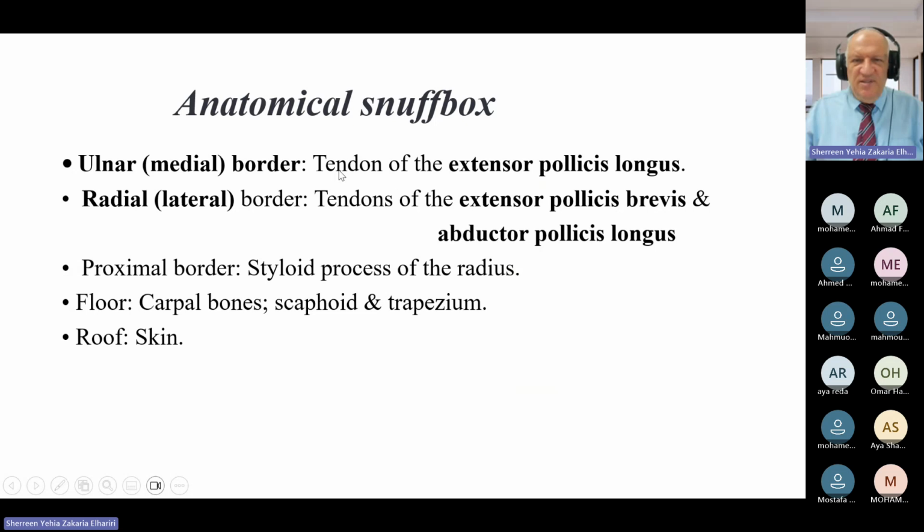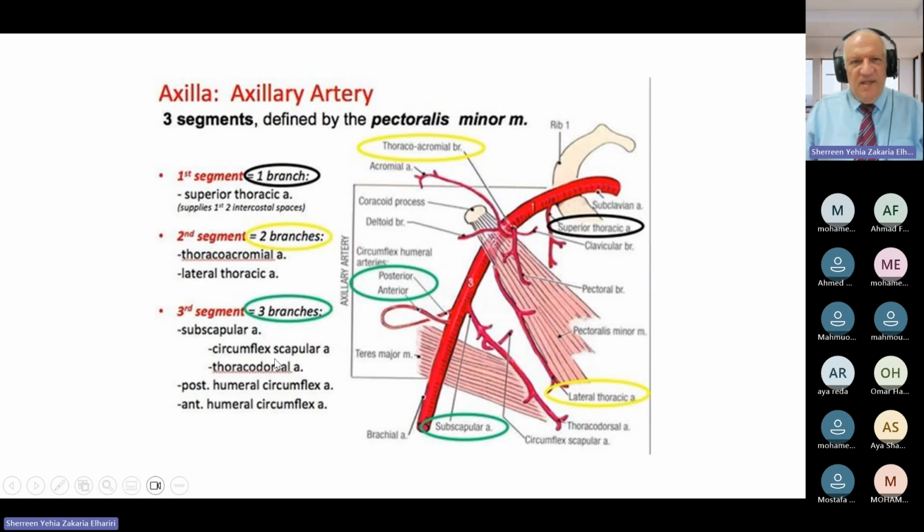So the middle is only extensor pollicis longus. The radial part is extensor pollicis brevis and abductor pollicis longus. So the medial or ulnar border is 1 tendon, and laterally is 2 tendons. Of course, they contain the styloid process of the radius, the carpal bones scaphoid and trapezium, and skin.